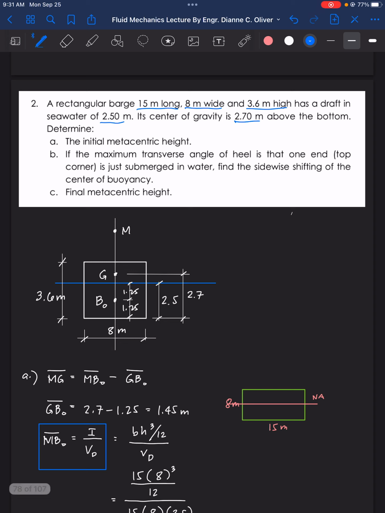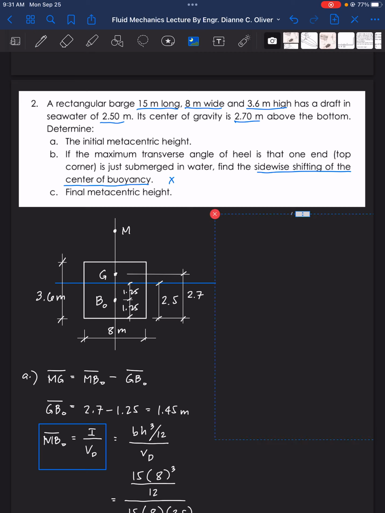Now, how about B? How do we understand B? If the maximum transverse angle of the hull is that one end, the top corner, is just submerged in water, find the sidewise shifting of the center of buoyancy. So what are we looking for here? Sidewise shifting of the center of buoyancy, that is the x. We're looking for the value of x.